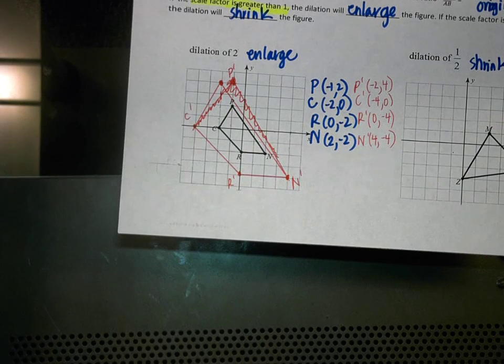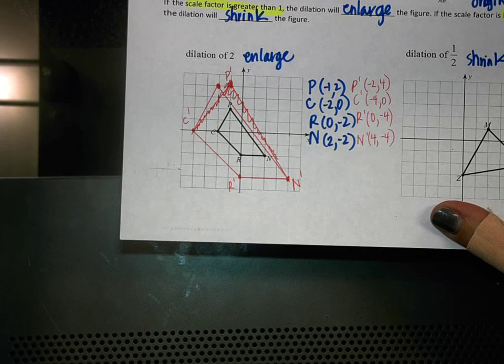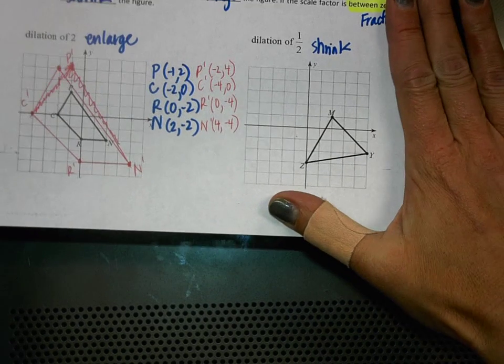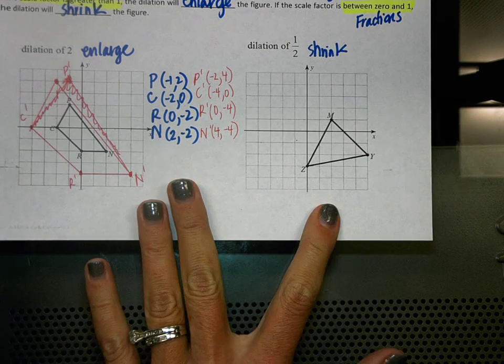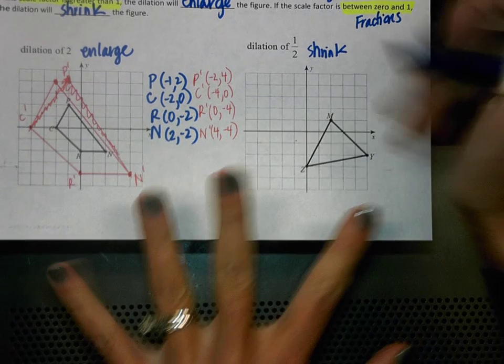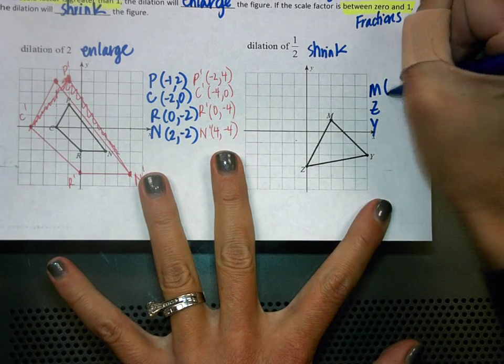So any questions there on dilation of 2? Okay. Dilation of a half. So this is going to make it shrink. So again, we need to first write our original ordered pairs. So I have M, Z, and Y. The ordered pair for M is what?